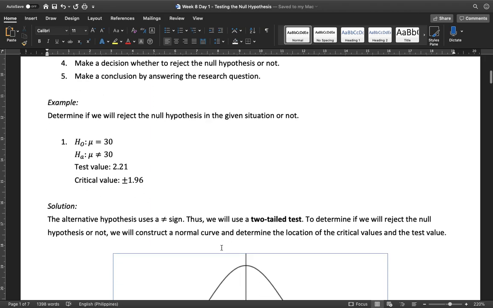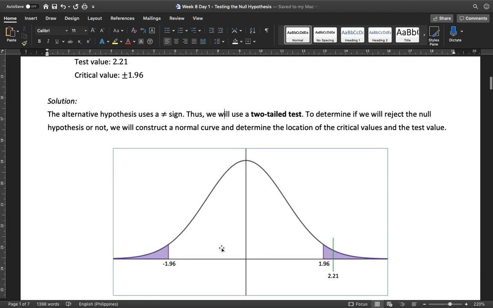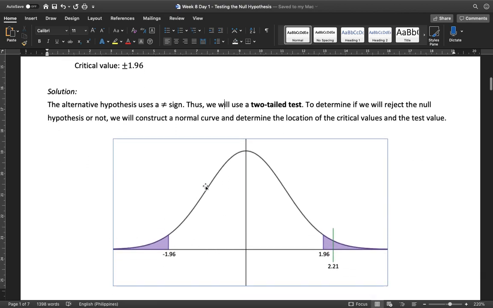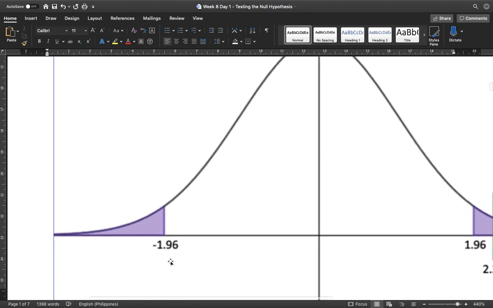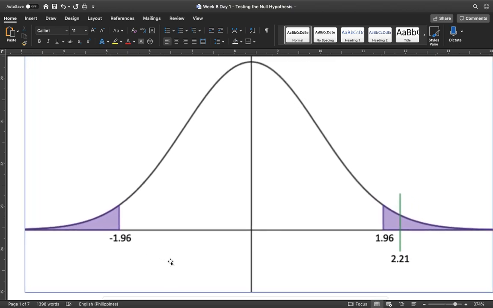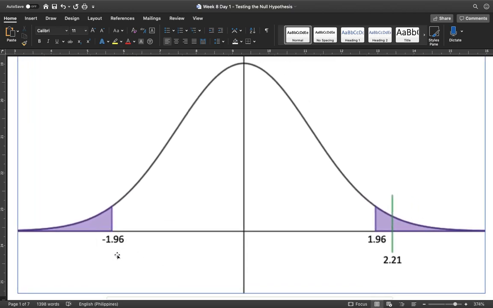So ito yung normal curve natin. Here's the normal curve. We plot the critical value. Actually, critical values yan kasi positive 1.96 and negative 1.96. Negative 1.96 right here, positive 1.96 right here. Now, to the left of negative 1.96 is a shaded region. To the right of 1.96 is another shaded region.